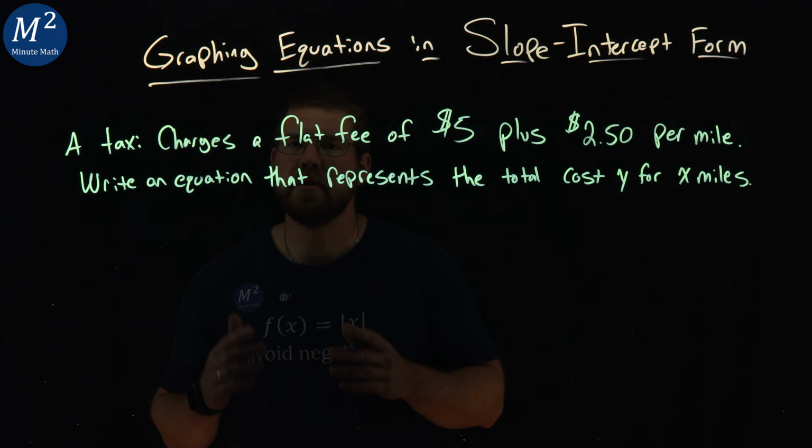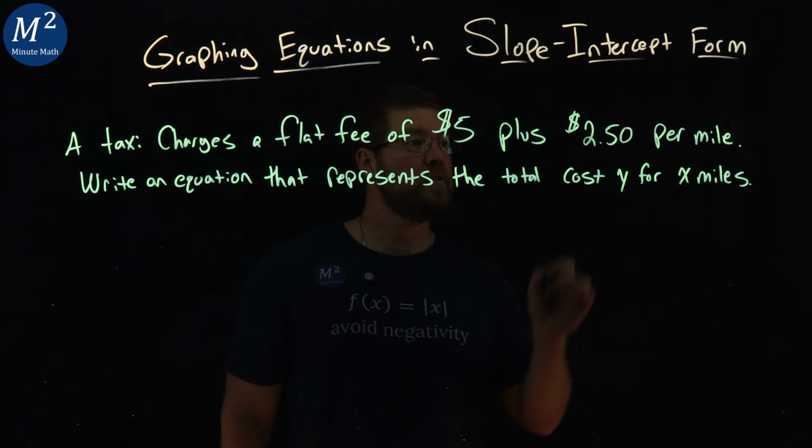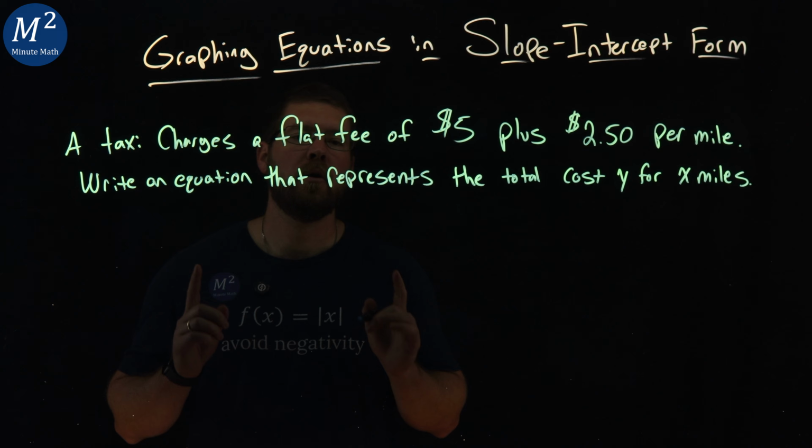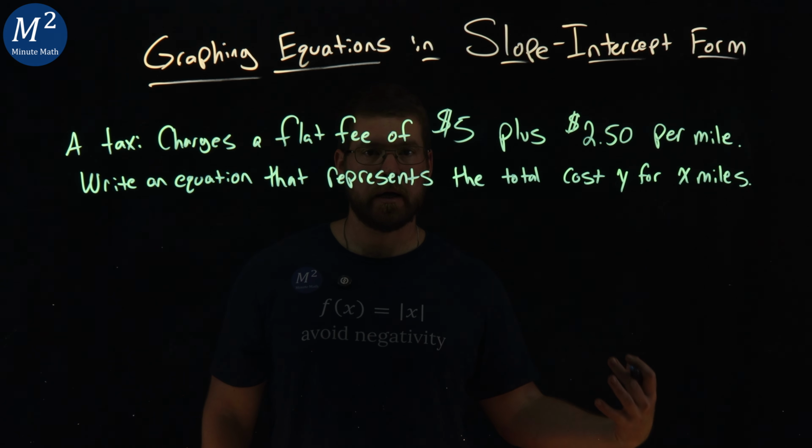A taxi charges a flat fee of $5 plus $2.50 per mile. Write an equation that represents the total cost y for x miles.